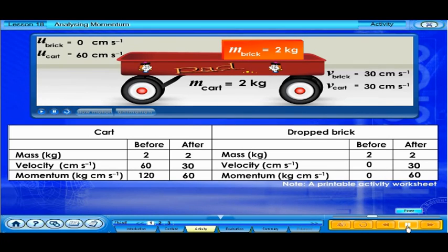Before the collision, the momentum of the cart is 120 kilograms centimeter per second, and the momentum of the dropped brick is 0 kilograms centimeter per second. The total momentum of the system is 120 kilograms centimeter per second. After the collision, the momentum of the cart is 60 kilograms centimeter per second, and the momentum of the dropped brick is 60 kilograms centimeter per second. The total momentum of the system is 120 kilograms centimeter per second.